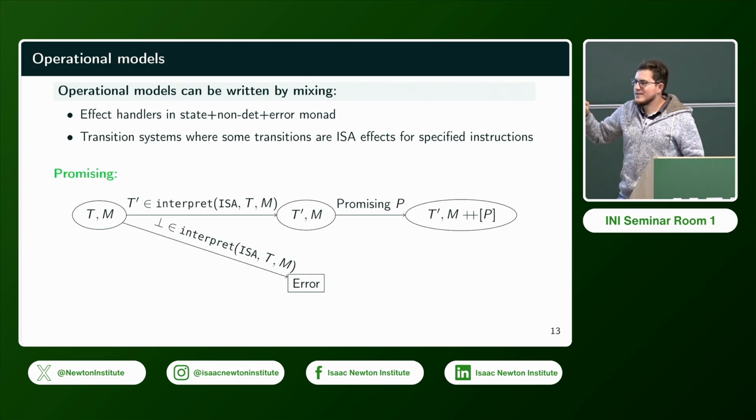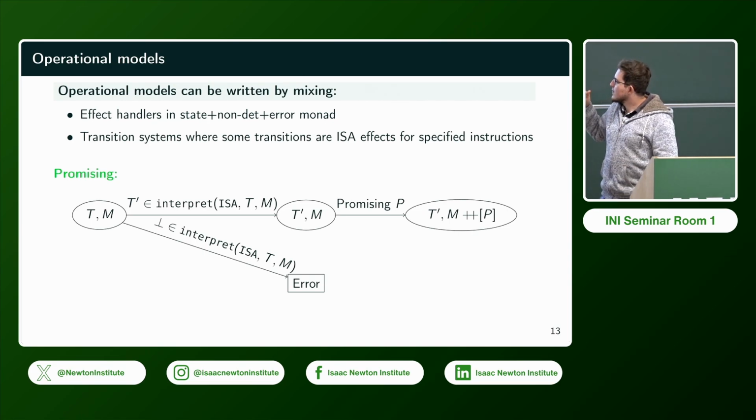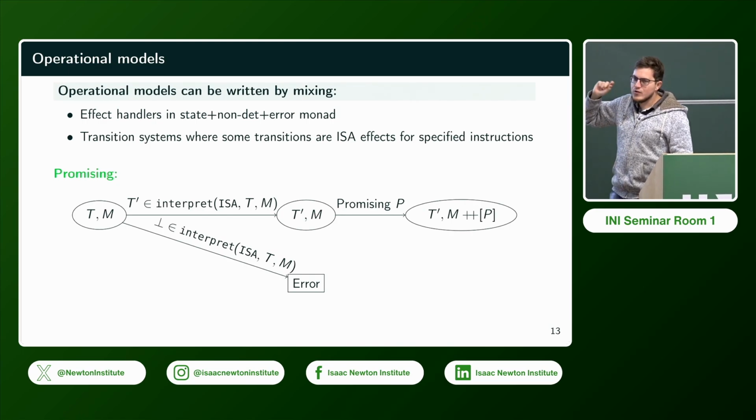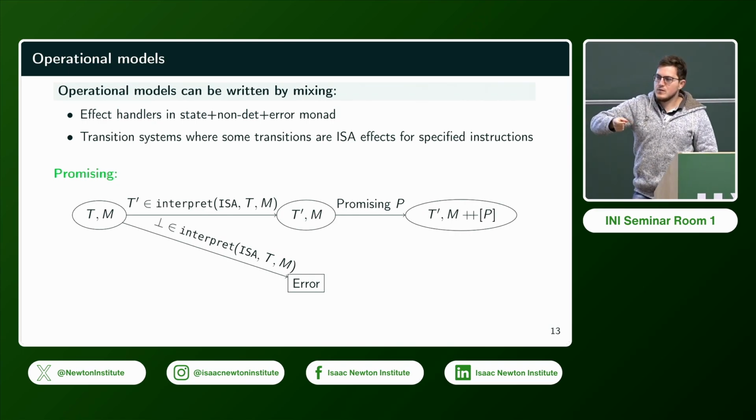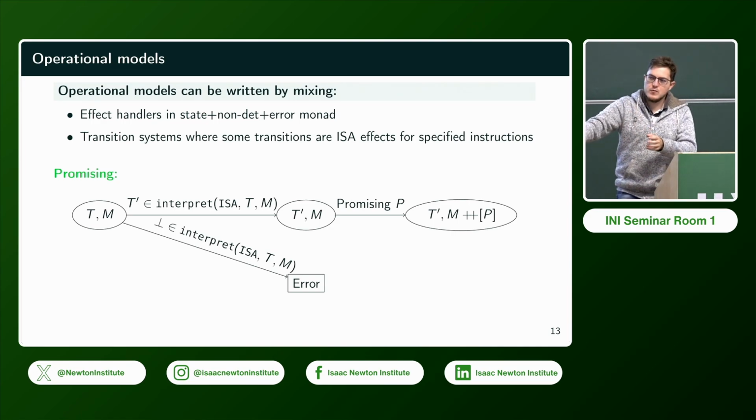The two main transitions you can do is run a single instruction. If you know a promising model, it's either you run an entire instruction, so not step by step, it's at instruction granularity, or you take a promise.